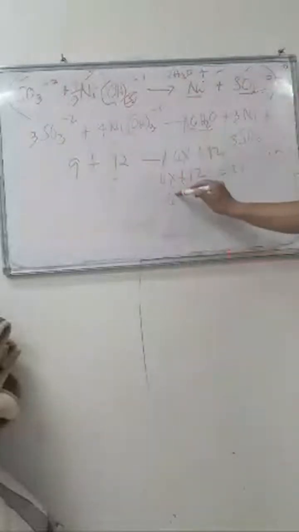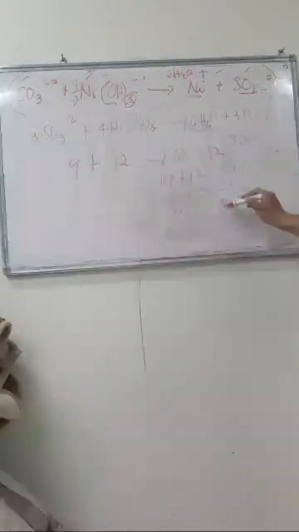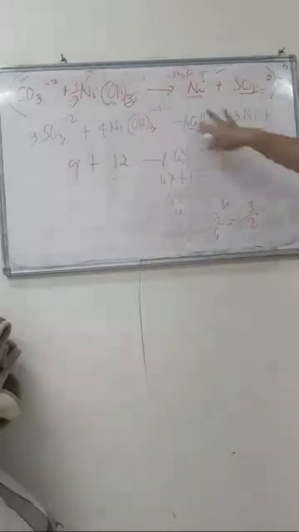So 6X is equal to 21 minus 12, divided by 6, divided by 6. So X is equal to 21 minus 12, which is 9. 9 over 6. Oh, divisible by 3. 9 divided by 3 is 3, 6 divided by 3 is 2. So 3 halves. Then put the 3 halves also in the water here.